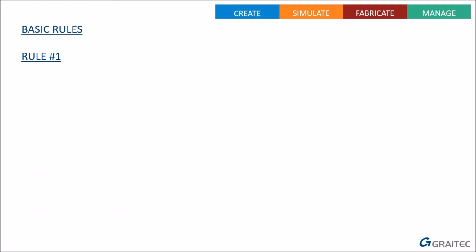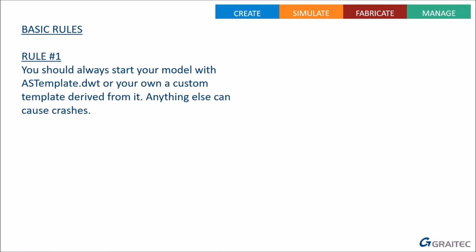So there's a couple of things you should remember when you're going to be thinking about editing or creating your own template. Rule number 1, always start your model with AS template if you don't have your own custom template. Anything else will cause crashes. Your own custom template, if you make one, should always be started from AS template and edited and customized from there, so that it's a derivative, and that will then be an approved safe template to use.